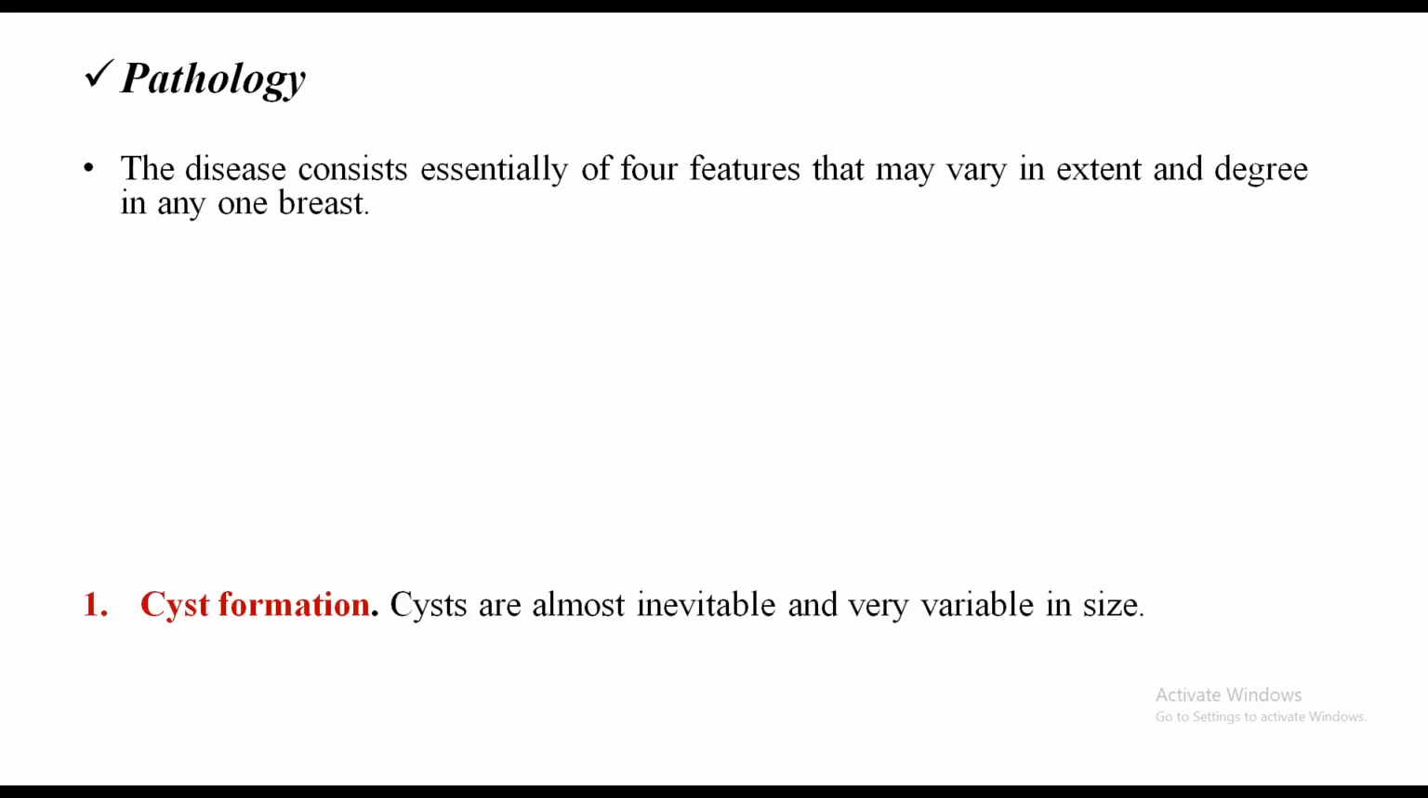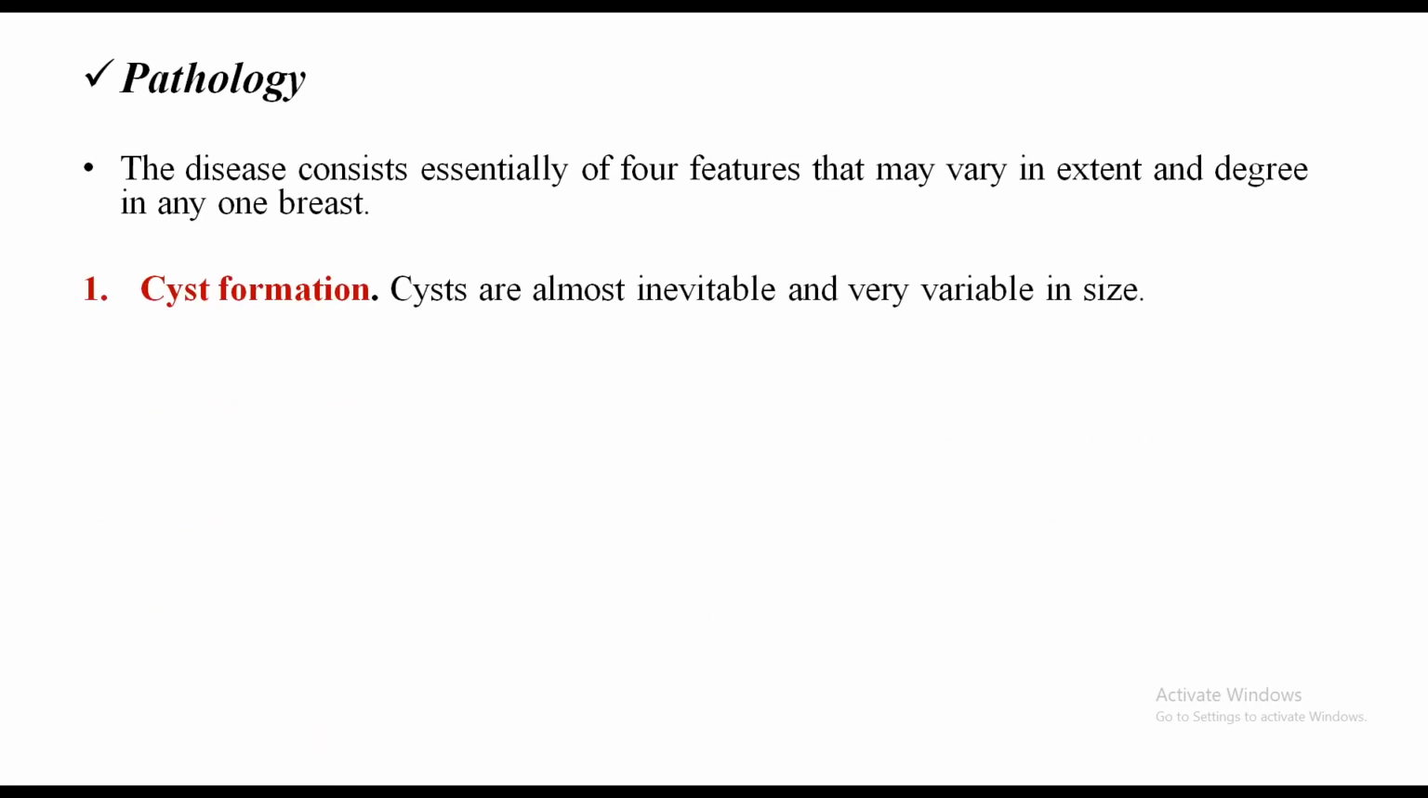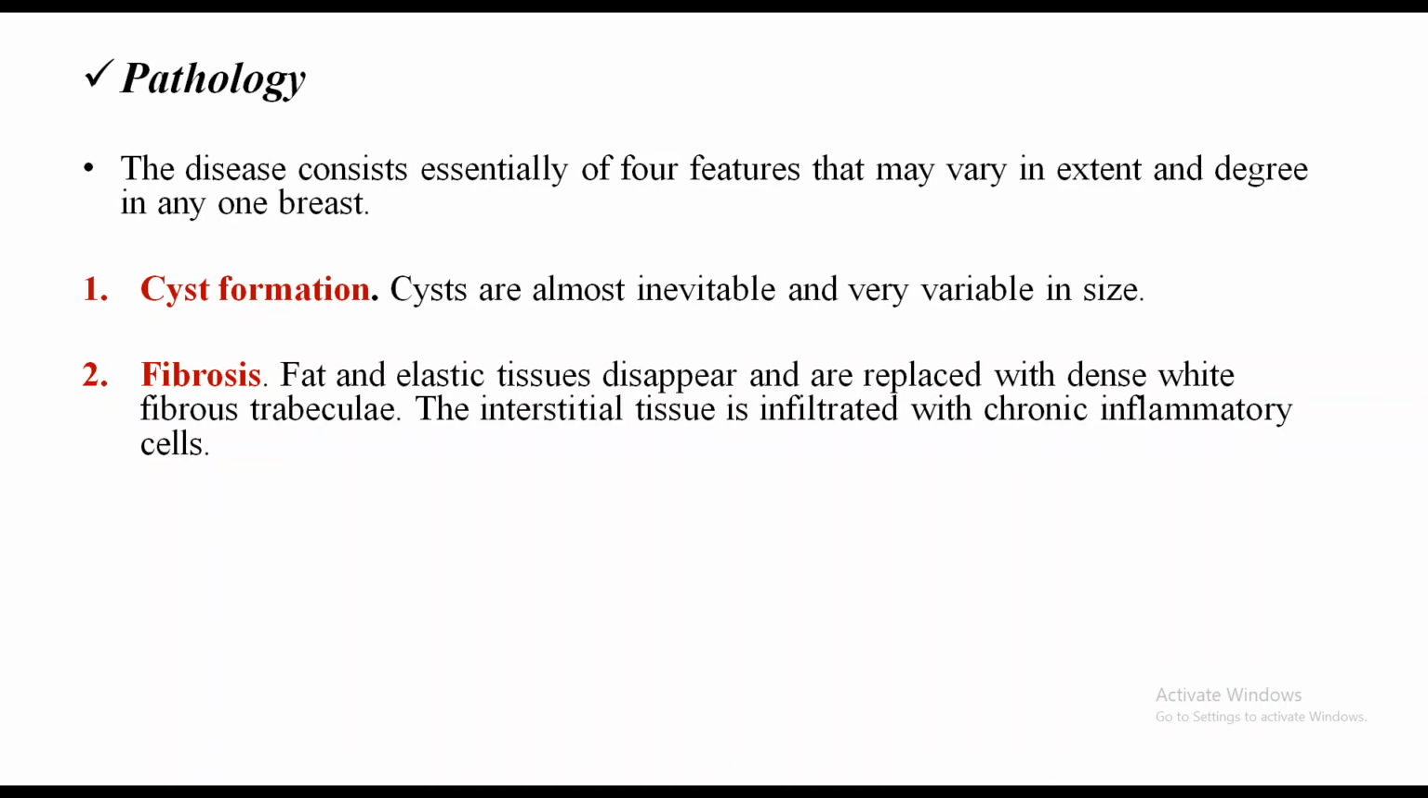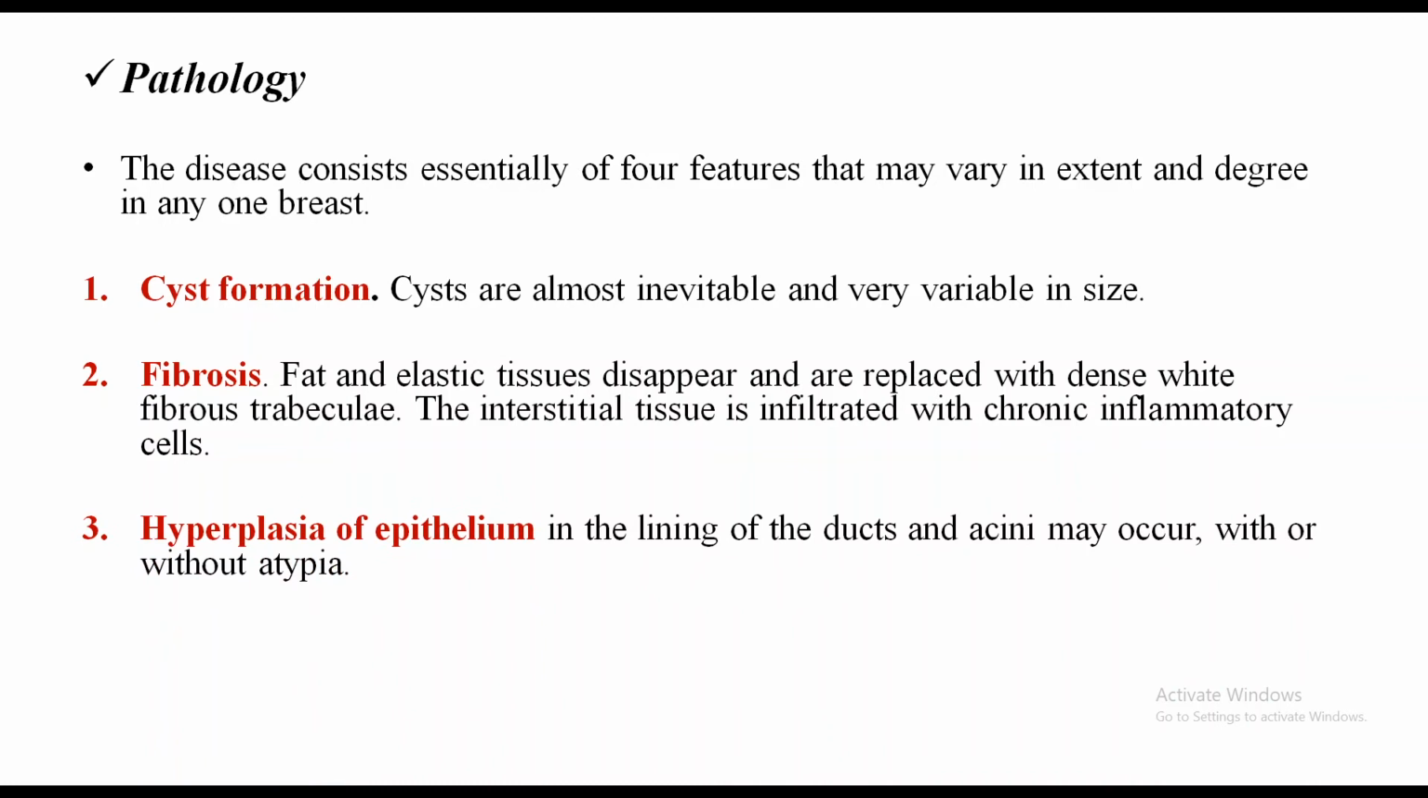Now, pathology: the disease consists essentially of 4 features that may vary in extent and degree in any of the breasts. The cyst formation. Cysts are almost inevitable and very variable in size. The fibrosis: fat and elastic tissue disappear and are replaced with dense white fibrous tissue. The interstitial tissue is infiltrated with chronic inflammatory cells. The hyperplasia of epithelium in the lining of the duct and acini may occur with or without atypia.